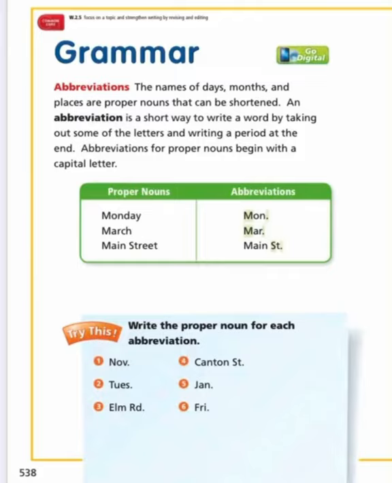Abbreviation: MON. period. March: MAR. period. Main Street: Main, ST. period. Try this. Write the proper noun for each abbreviation.